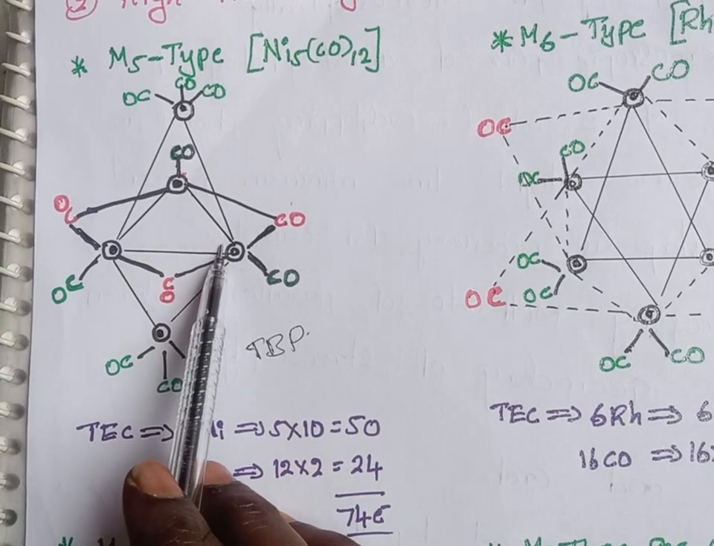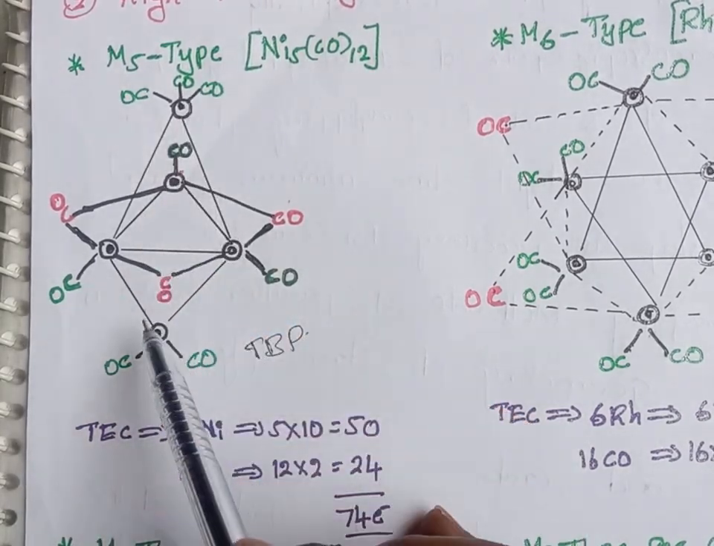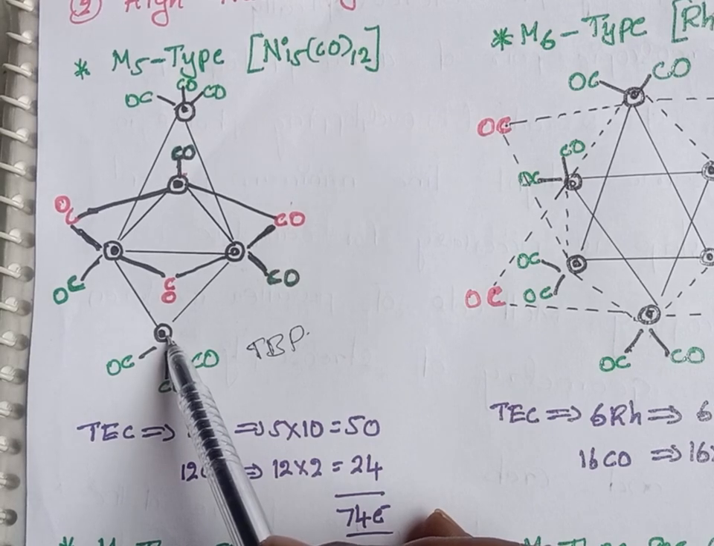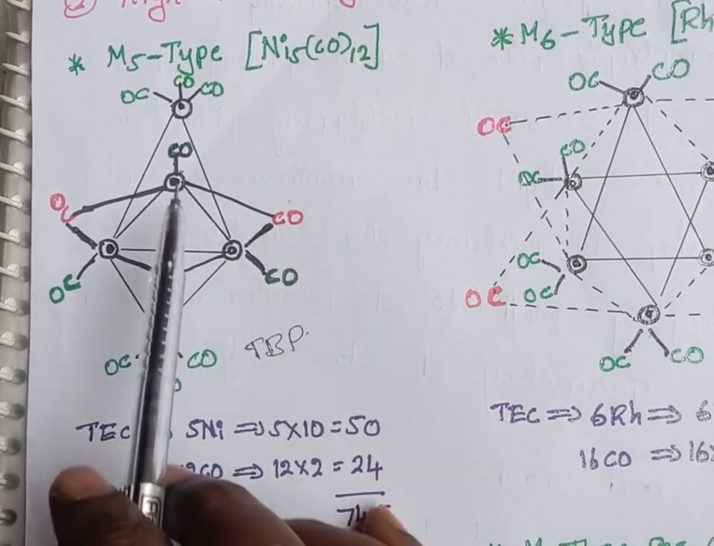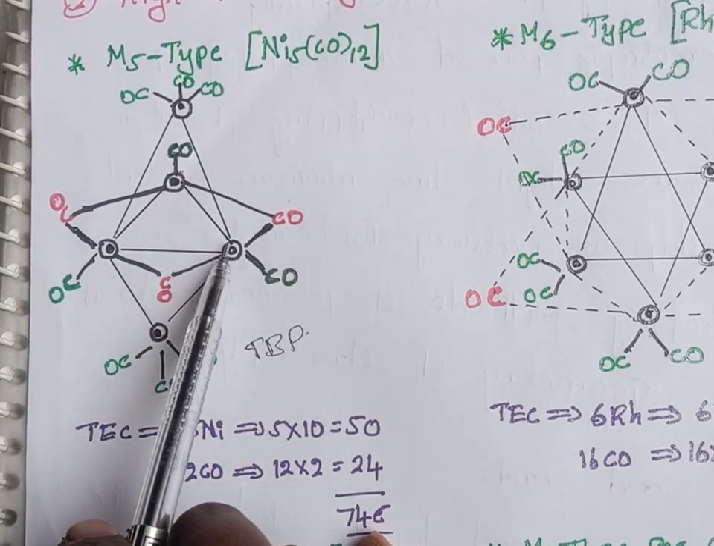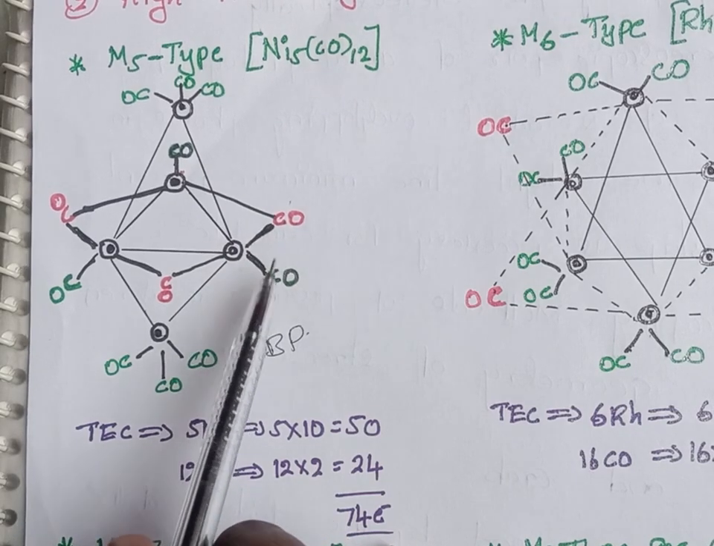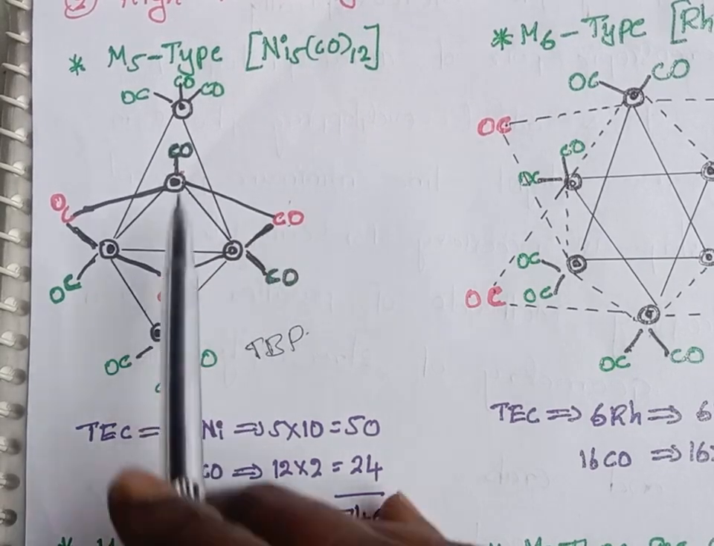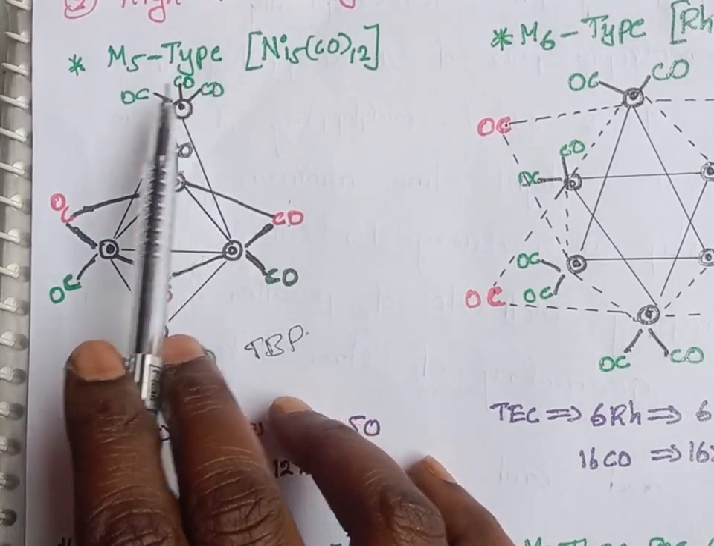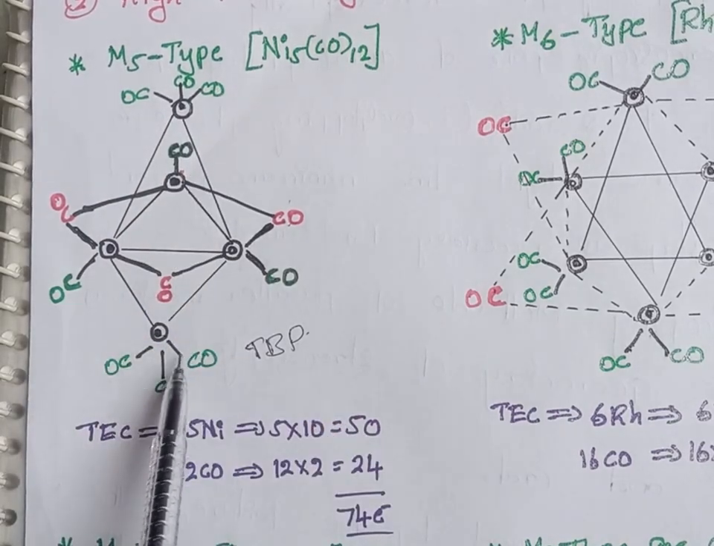So these are three equatorial metal atoms and these two are axial metal atoms, right? Each equatorial metal atom is linked with one terminal and one bridging carbonyl, whereas the axial metal atoms are linked with three terminals each.